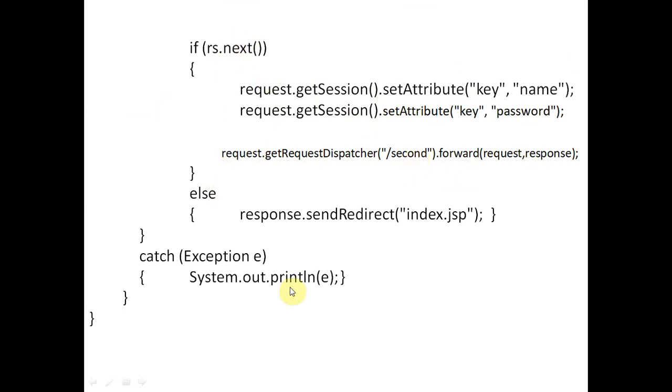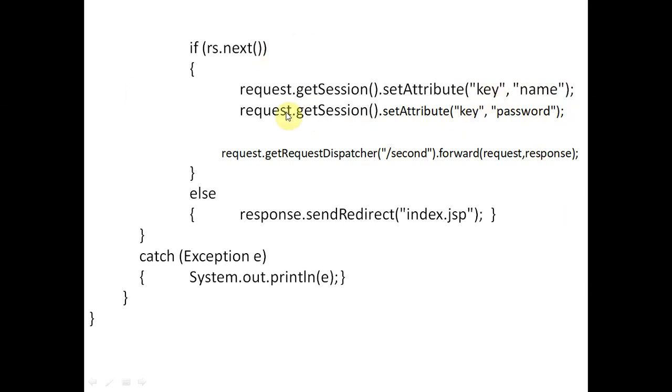So inside this we are doing session tracking. First of all, for doing session tracking, we are getting the session. So we have written here request.getSession().setAttribute. The attribute is set with a key, the key is the attribute for the session, and the key has the name, and again we are writing request.getSession().setAttribute, again we are setting the attribute key password. So we are passing name and password to the key.